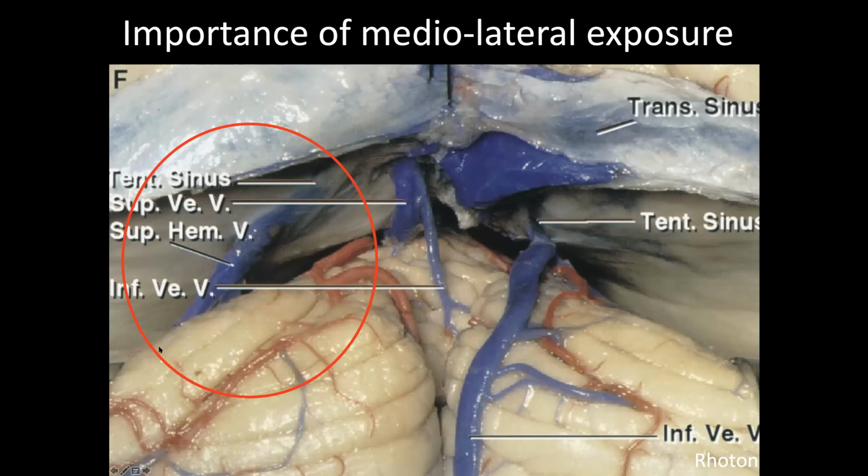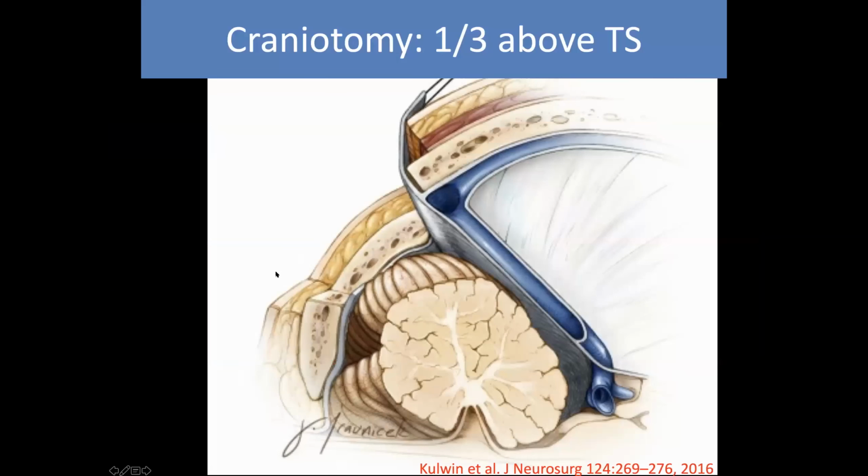Once the dura is open and you're dissecting above the cerebellum to reach the quadrigeminal cistern, you're going to encounter bridging veins. If your medial lateral exposure is too limited, you're going to either be forced to sacrifice one or two of these bridging veins that you encounter over the hemisphere, or you'll be very limited in working around them.